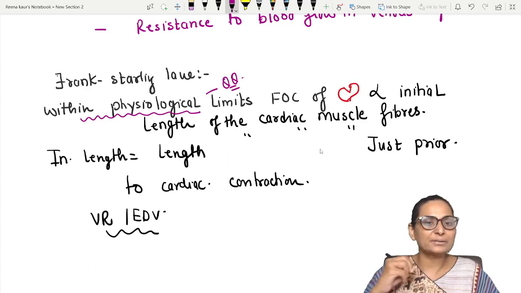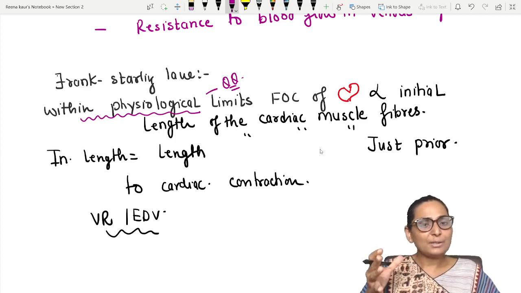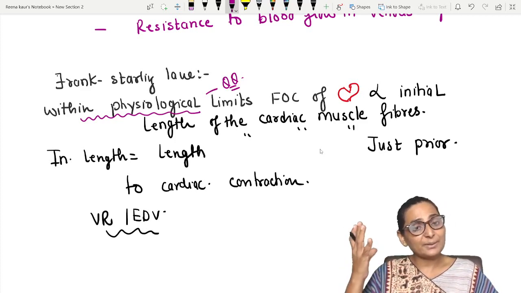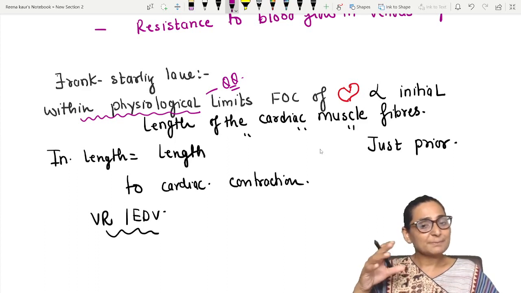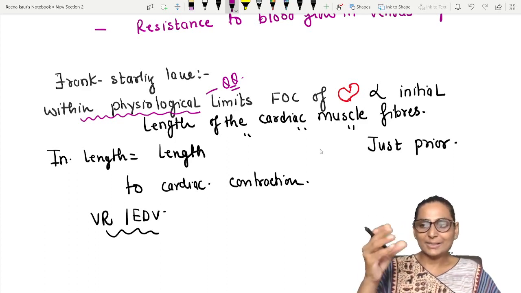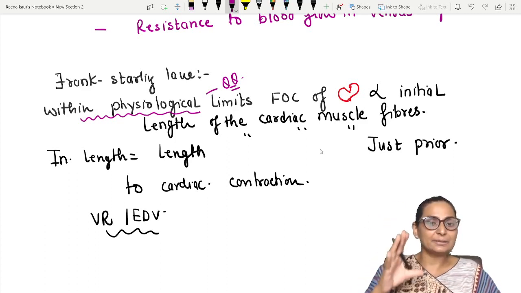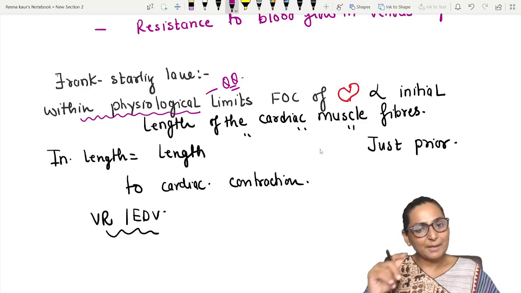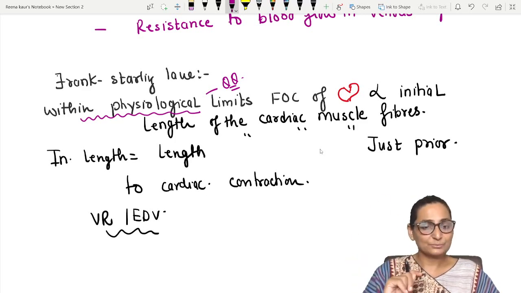ये आप क्यों ऐड कर रहे हैं? मान लो आपने हार्ट को जो एंड डायस्टोलिक वॉल्यूम है उसको 200, 250, 300 ml कर दिया. इसमें क्या होगा? The heart is not getting stretched, it is getting dilated. इतना बड़ा हो जा रहा है वो because of that dilatation that it is not able to develop the force of contraction. उसमें कुछ फायदा होगा नहीं, right? So there should be a limit.